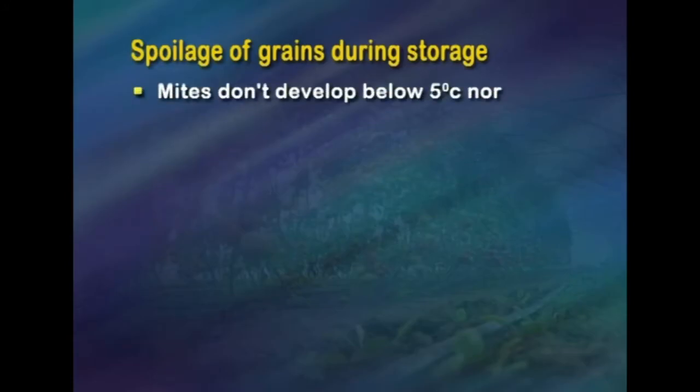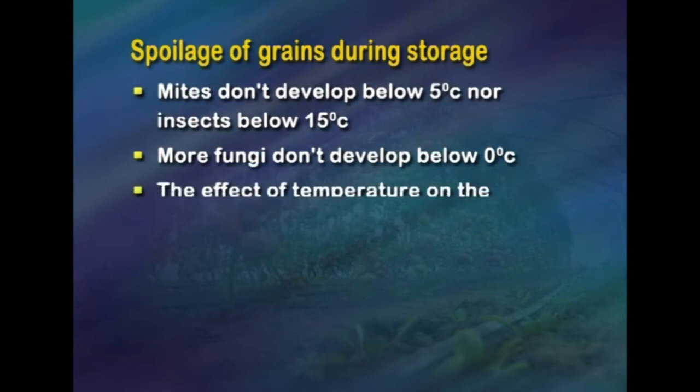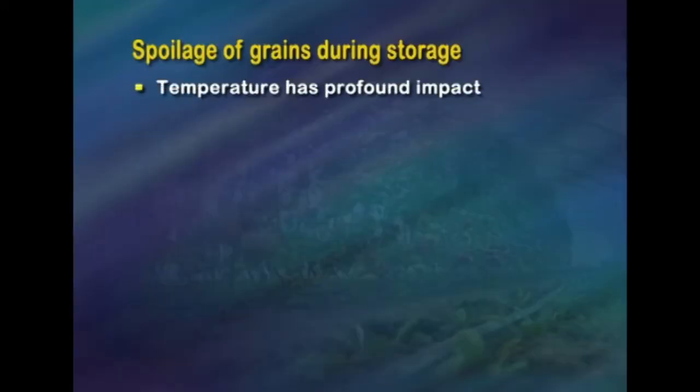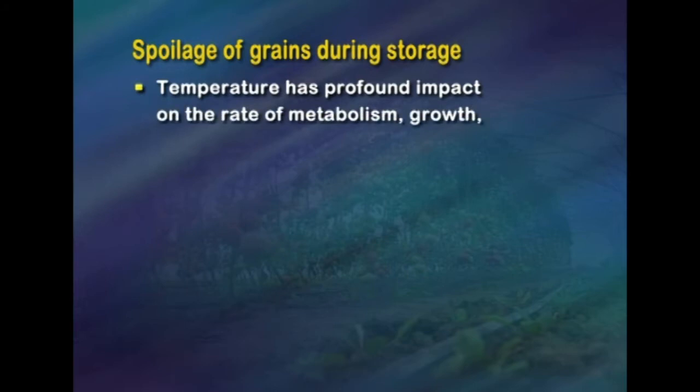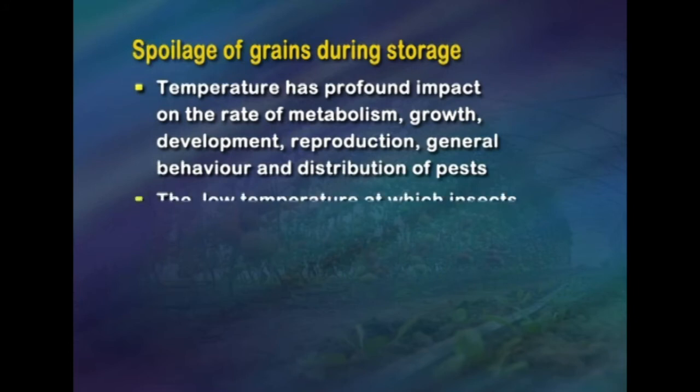Some important points to be considered during the storage of grains are: mites don't develop below 5 degrees Celsius nor insects below 15 degrees Celsius. Most storage fungi don't develop below 0 degrees Celsius. The effect of temperature on the organism is correlated with the amount of moisture present, as rise in temperature corresponds to the decrease in moisture content.